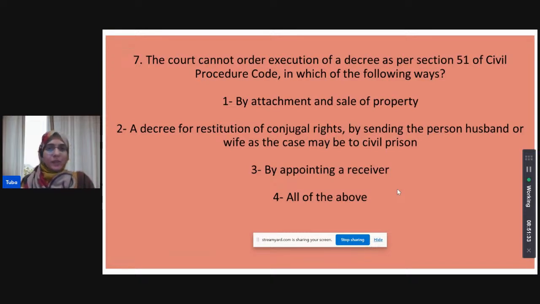Is it by attachment and sale of property? Is it by a decree for restitution of conjugal rights, by sending the person's husband or the person's wife, as the case may be, to the civil prison? Is it by appointing a receiver, or is it by all of the above?